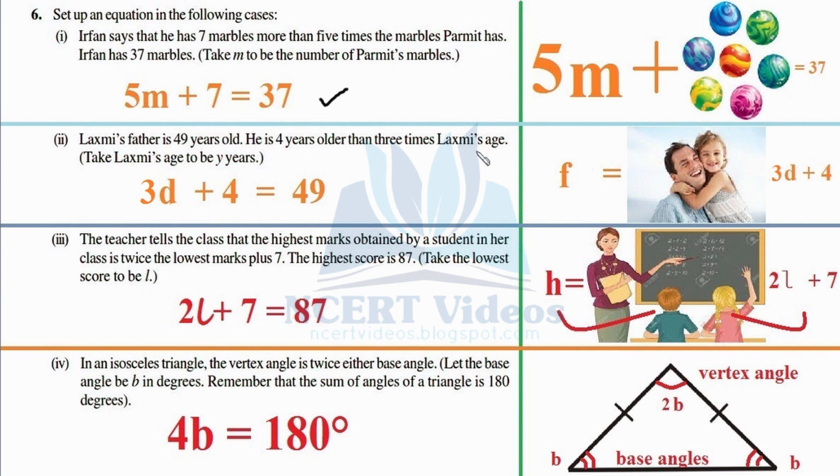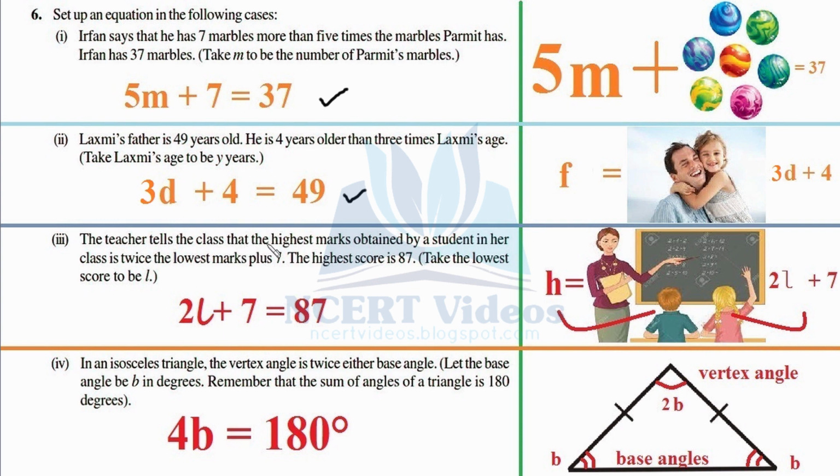Then what? 3 times Lakshmi's age. Let us represent Lakshmi with d because she is the daughter. So 3 times of d plus we have to add 4 to it, more 4 to it. So plus 4 is equal to how much? Her father's age. So 49 equals 3d plus 4. You can swap them. That is, you can also write it as 3d plus 4 equals 49. It doesn't make any difference. But it is a good practice to write the number on the right hand side and the variables and numbers on the left hand side.